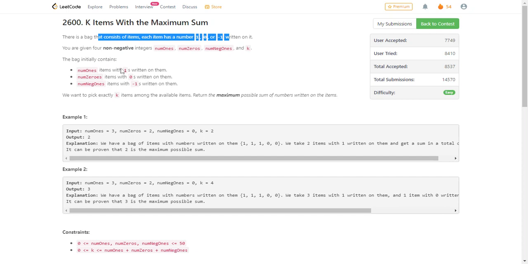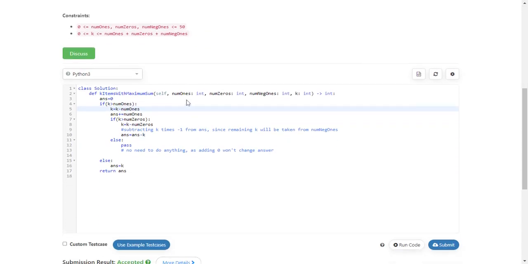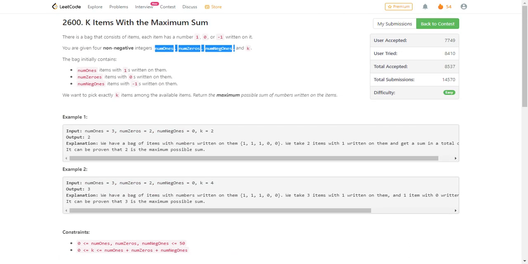And we are given these things. We are given in our function four things, four variables. Let us see what those variables are. numOnes means the number of items which have one written on it. numZeros means the number of items which have zero written on it, and numNegOnes, which means the number of items which have -1 written on it.